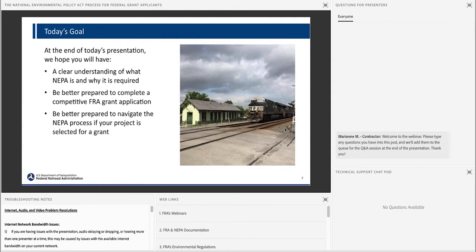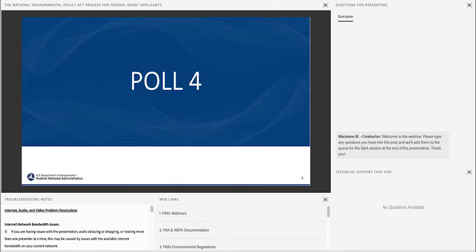We will get started with today's presentation with, I believe, another poll, and then Marlis will present on what NEPA is and why it is required, and the types of NEPA documents we have here at FRA.